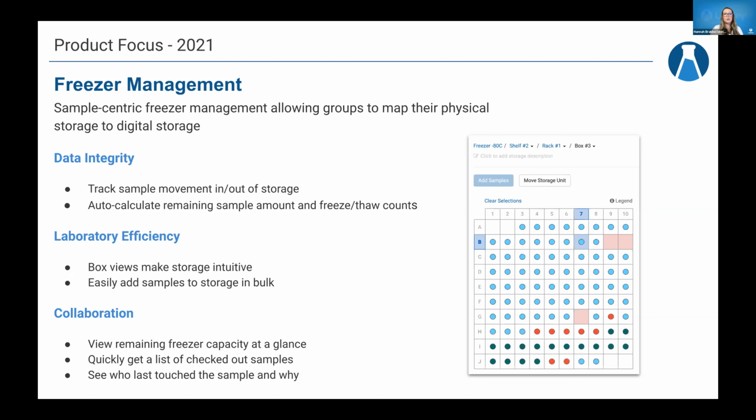So instead of having to do the math on the fly to say, well, I had 1 mL of this sample and I used 100 microliters, we're doing that math for you, again, taking that extra step and guesswork out of it. And then allowing that freeze-thaw automatic increment as well.